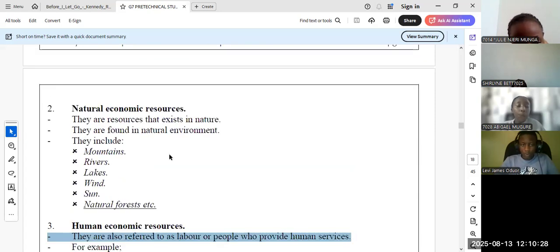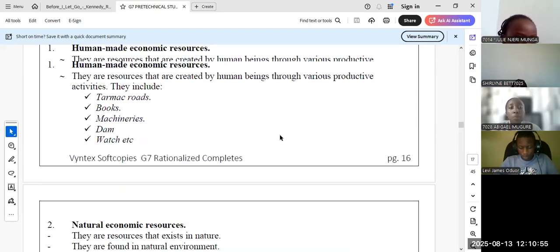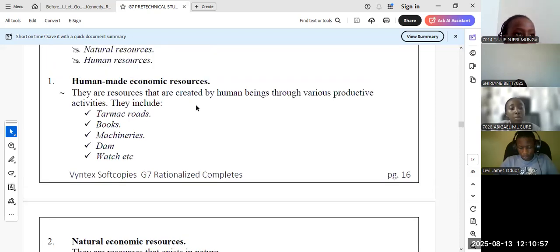Then we have natural economic resources. They exist naturally, whether you like it or not. Things like mountains, rivers, lakes, wind, sun, natural forest, moon, stars, clouds, the things that we found them existing in the atmosphere. With or without our powers, they exist naturally. Those ones are natural economic resources. And then we have what we call human-made economic resources. They are resources that are created by human beings through various productive activities.